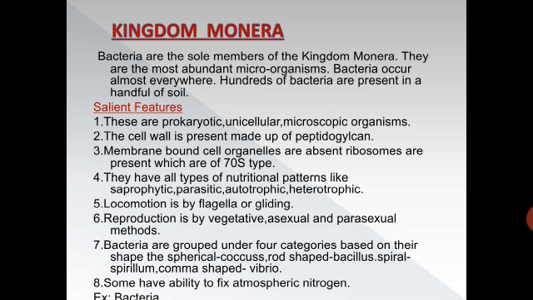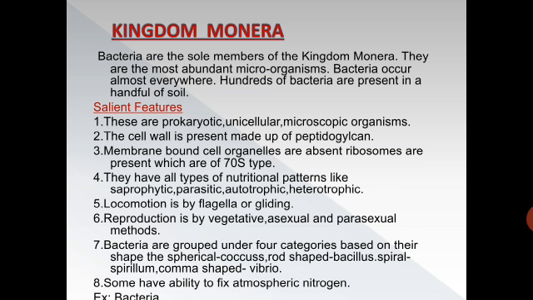Coming to the first kingdom, the kingdom Monera. Bacteria are the sole members of kingdom Monera. They are the most abundant micro-organisms. Bacteria occur almost everywhere. Hundreds of bacteria are present in a handful of soil. So kingdom Monera is a kingdom of prokaryotes. Prokaryotes in the sense they have an incipient nucleus where the genetic matter is not enveloped by the nuclear membrane and hence they are called prokaryota. Pro is before, karyon, nucleus. Monera includes the simplest organisms with complex behavior and metabolic diversity which are also the most abundant.